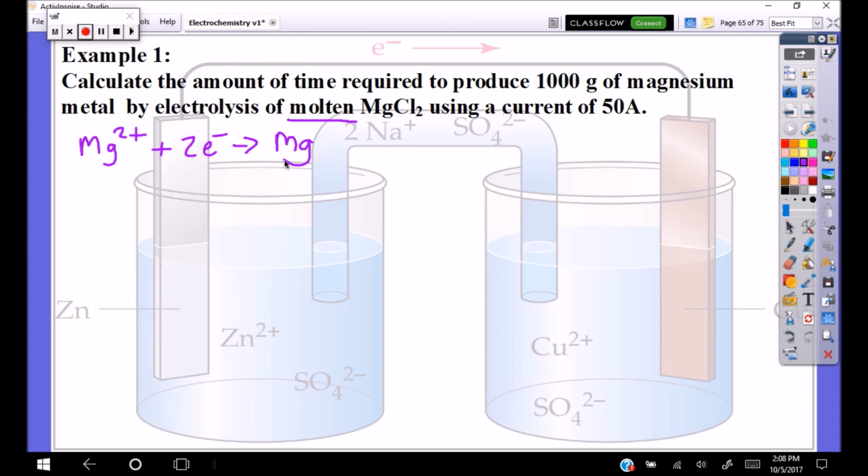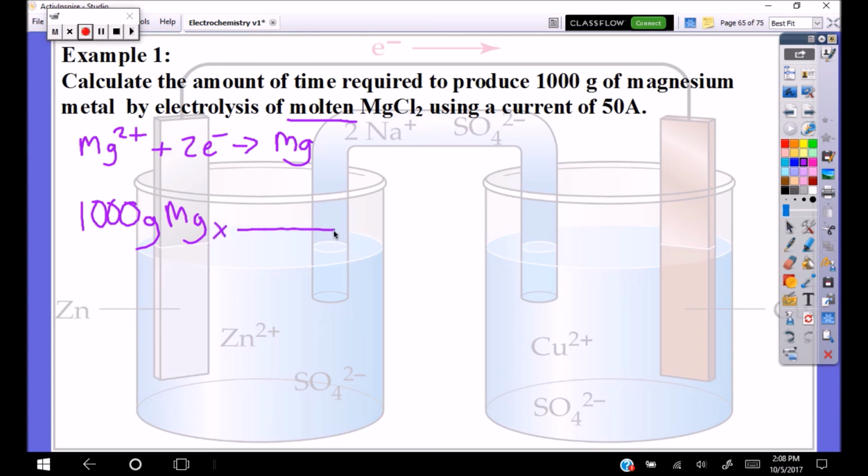I'm going to skip that step for now, but there are other problems where you can't skip that step. So just be aware that if it's not ionic, or if you are dealing with water and trying to figure out the oxidation of water or the reduction of water, you will have to balance the entire thing. Okay? So here's our starting point. We have 1,000 grams of magnesium metal. Same deal as last time, except this time our moles of electrons are going to change.